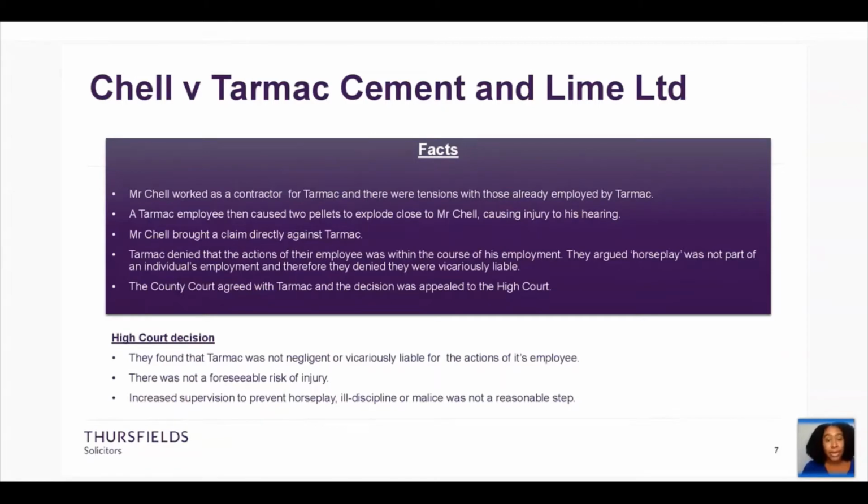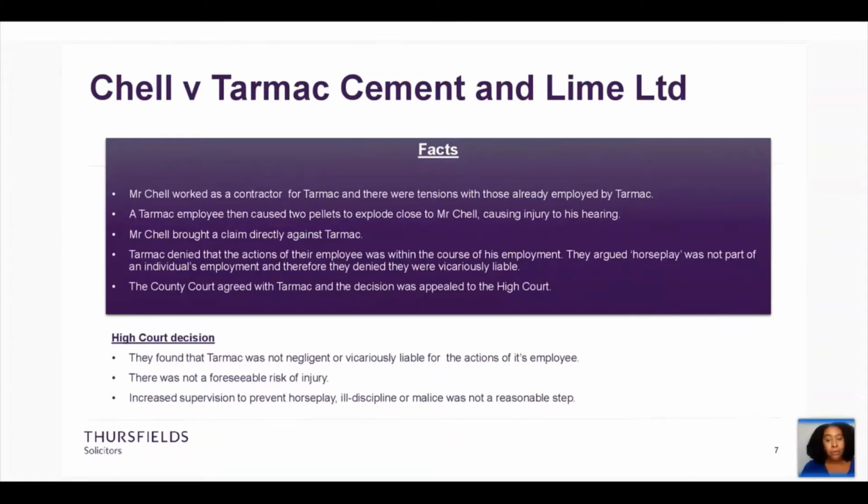Mr. Shell brought a negligence claim against Tarmac and also against Tarmac as being vicariously liable for the actions of its employee, Mr. Heath. Tarmac denied that the actions of its employee were within the course of his employment, referring to them as horseplay and as such not being part of an individual's employment. The county court agreed with Tarmac and the decision was appealed to the High Court.